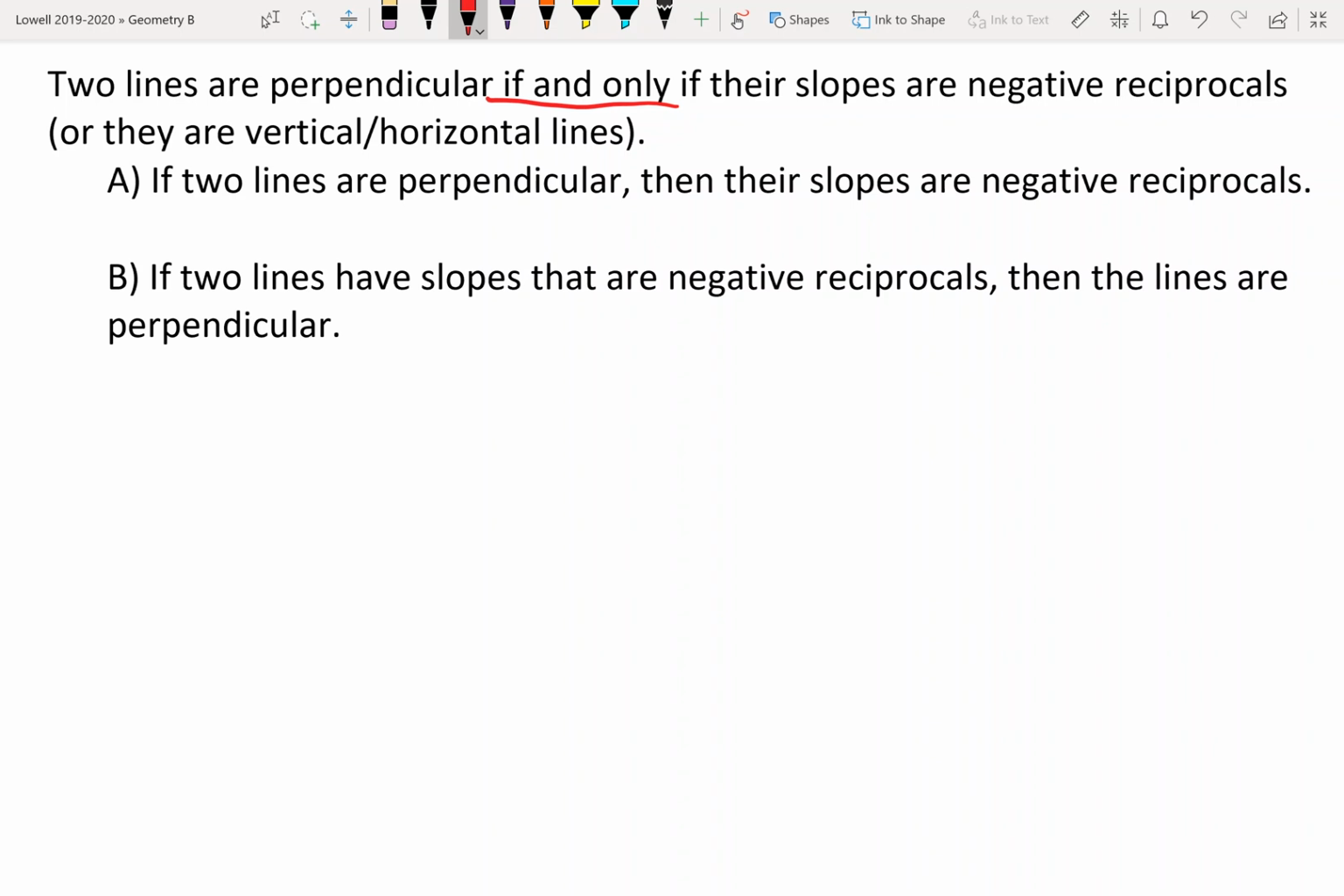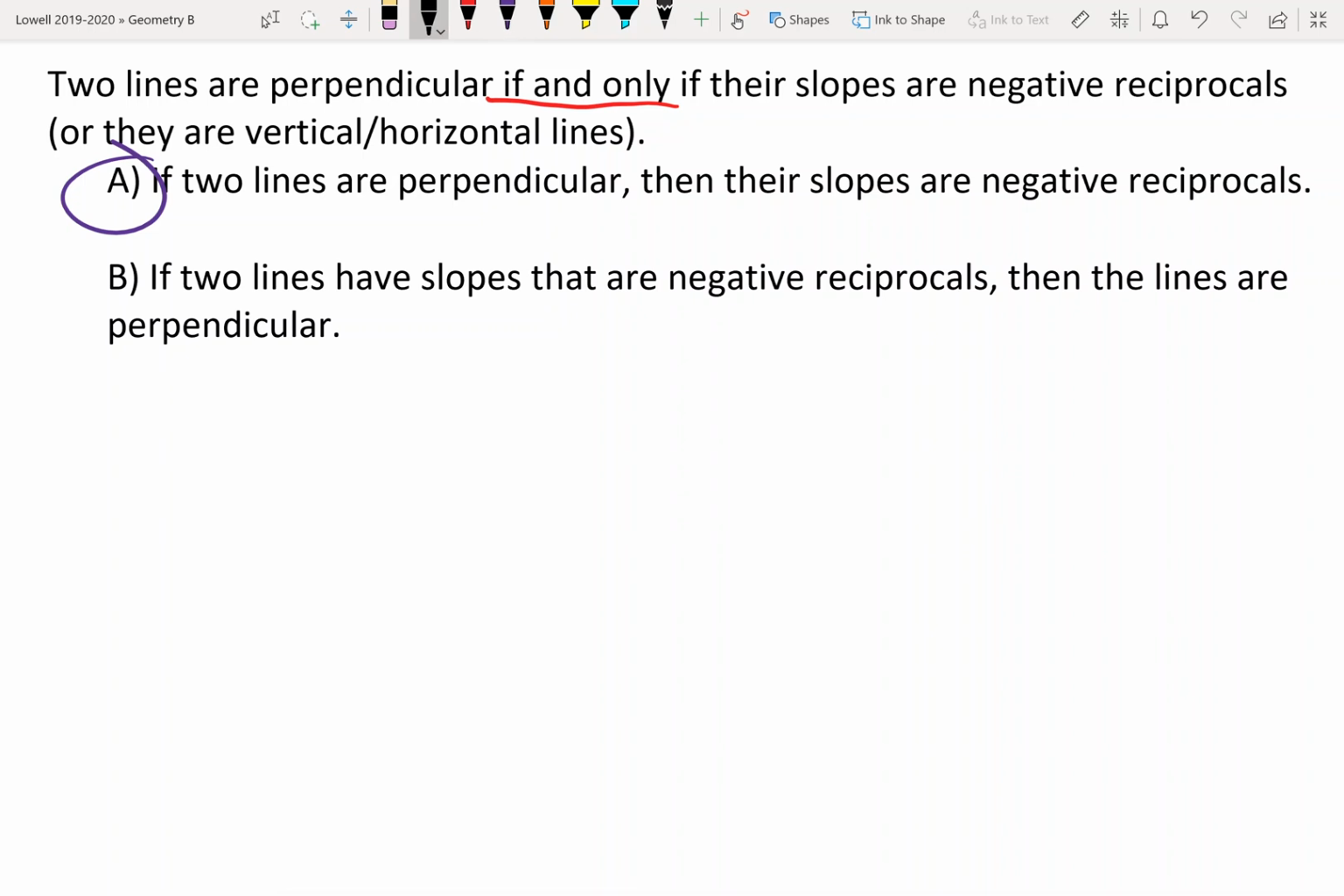So the two statements are: if two lines are perpendicular, then their slopes are negative reciprocals. And the converse of that statement is: if two slopes are negative reciprocals, then their lines are perpendicular. In this first video, we're going to take a look at this first one here.